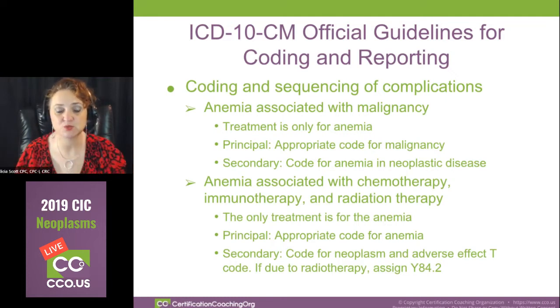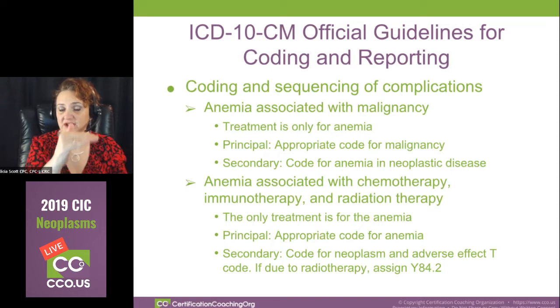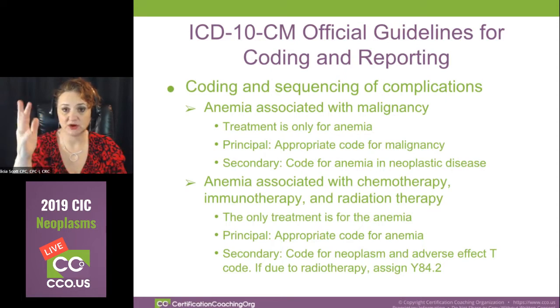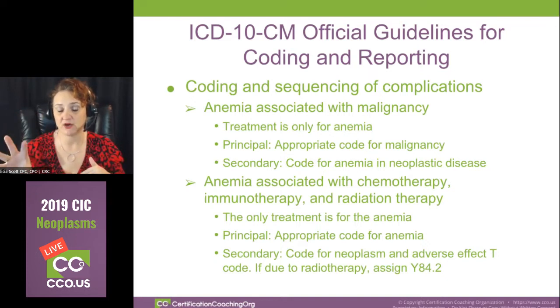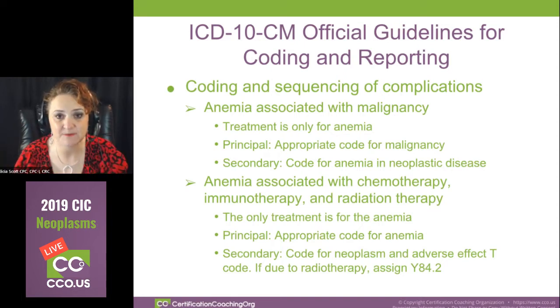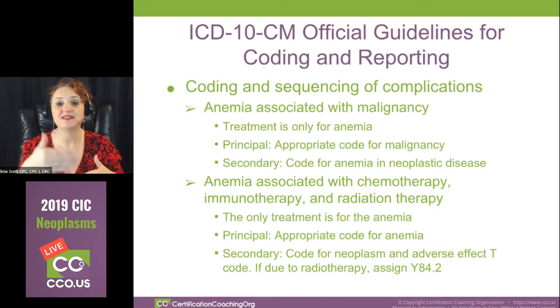For statistical purposes. We need to know the difference. Does the person have anemia due to the malignancy and where the cancer's at? Or is the anemia being caused by the treatment, the chemo, the immunotherapy, or the radiation? And then we can even break it down and say, if it's radiation, we're going to append that Y code. So statistically, we can find ways to prevent the patient from getting anemia due to radiation because we're tracking that. Once you realize that, again, it's all statistical, then these guidelines make sense.